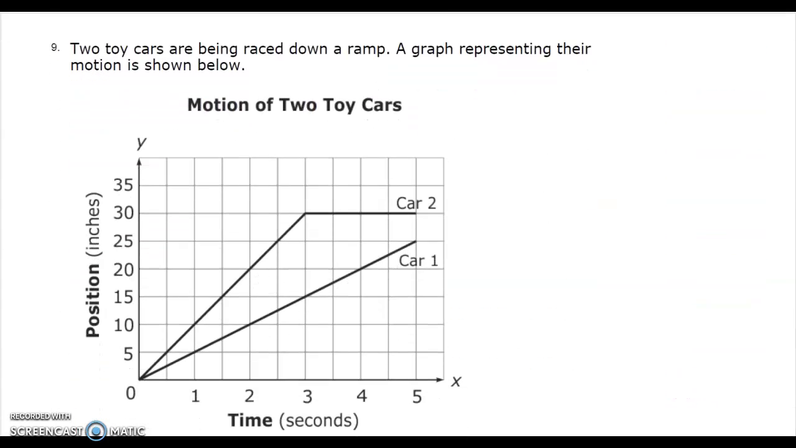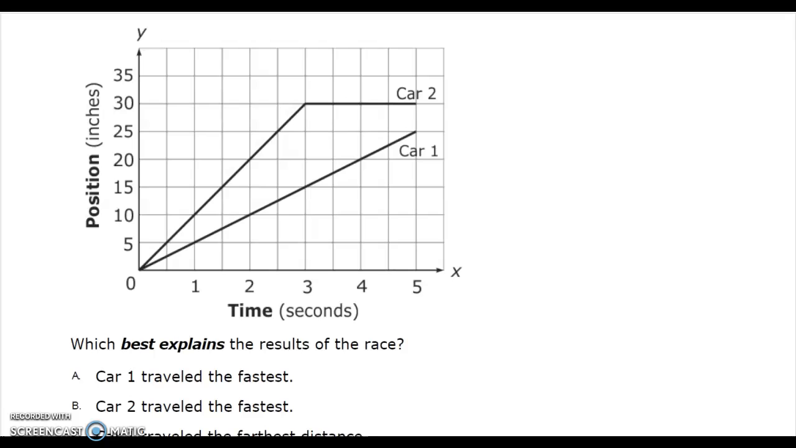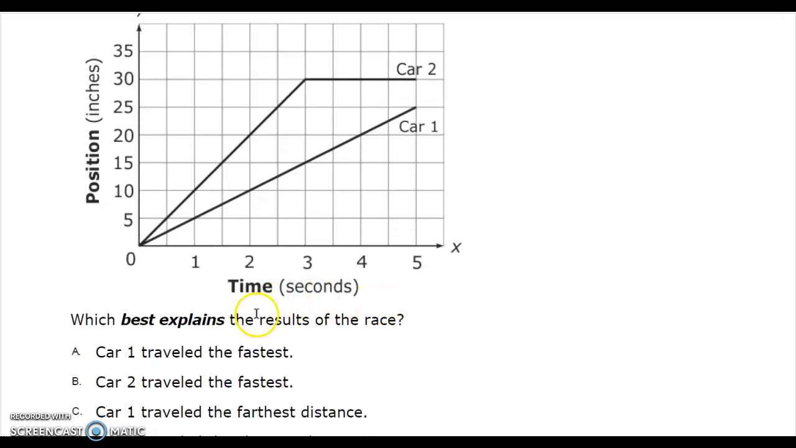2 toy cars are being raced down a ramp. A graph is here representing their motion. So I see car 1 and car 2. If they were racing to the 30-meter line, car 2 is definitely faster. What explains the results of the race? Car 1 traveled the fastest. Well, I know you might be thinking, well, this car stopped. But again, think about who has the steeper line. Car 2 has the steeper line, so it's not A.